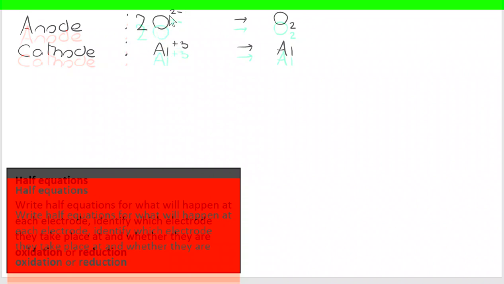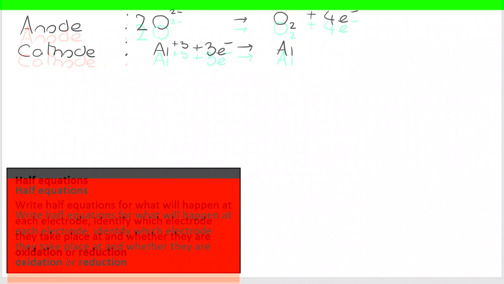I'm now going to balance the equations where they're needed. I need 2 O2 minuses to make O2. And finally, to finish my half equations, I'm going to balance the charges by adding electrons. Doing aluminium first, Al 3 plus, I need 3 electrons to reduce that to aluminium. And on the top one, because I've got 4 minus on the left and 0 on the right, I need 4 electrons to be lost from 2O2 minus to make O2.